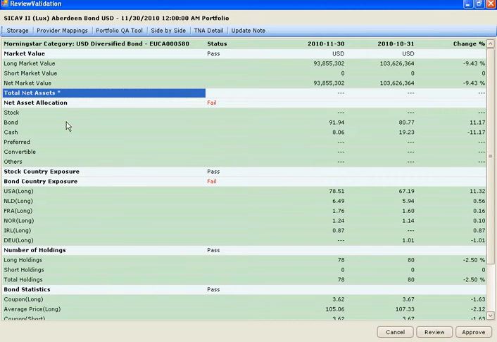So, these 5 parts we need to check to see whether the stored portfolio is correct or not. First one, we look at the market value. Here, we need to compare the long market value, short market value, and the net, compared with the previous one, that is, this number with this number.